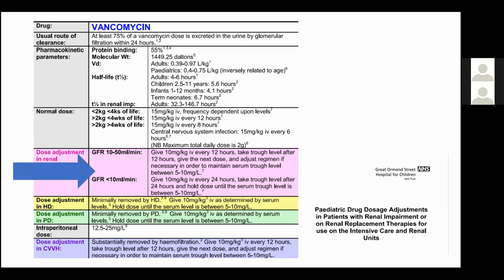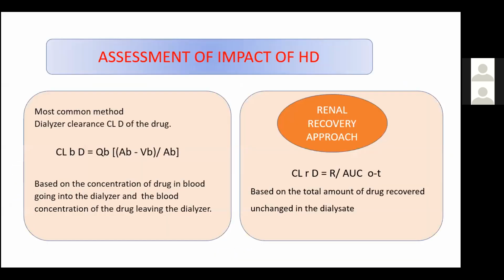And if the serum trough levels are between 5 to 10 milligram per liter, then we can go for the next dose. Now, assessment of the impact of hemodialysis, the most common method is the clearance of the drug. Now, this is based on the difference of concentration of the drug in the blood going into the dialyzer and the blood leaving the dialyzer.